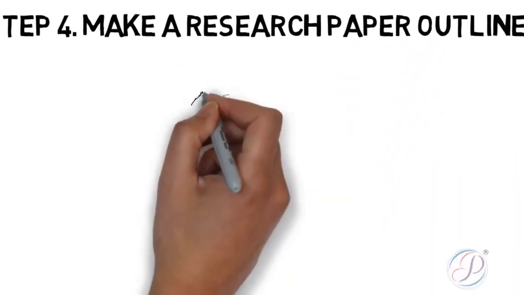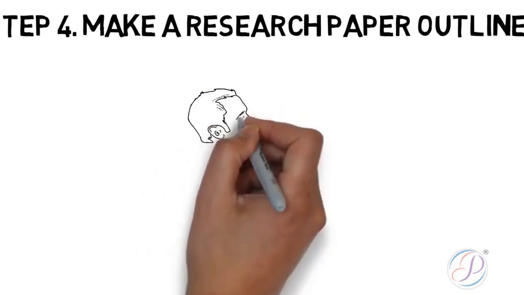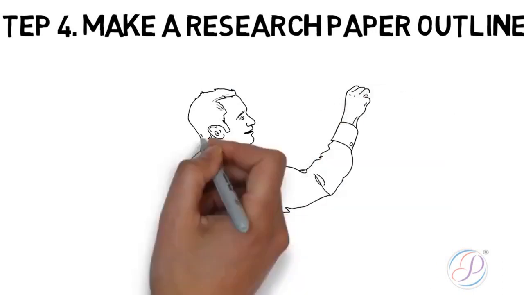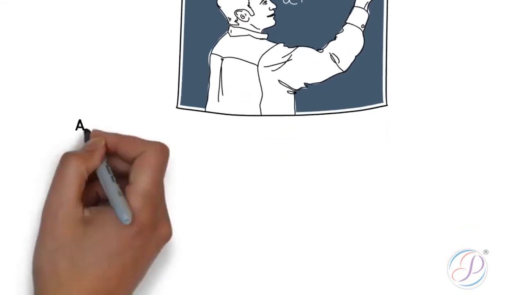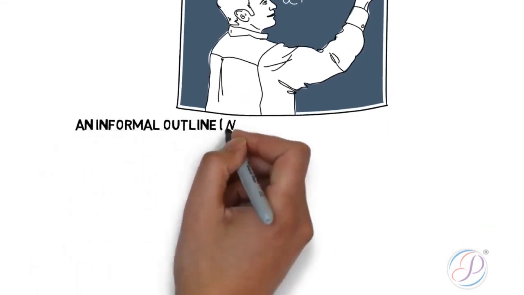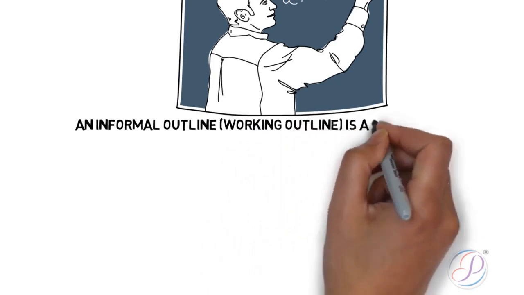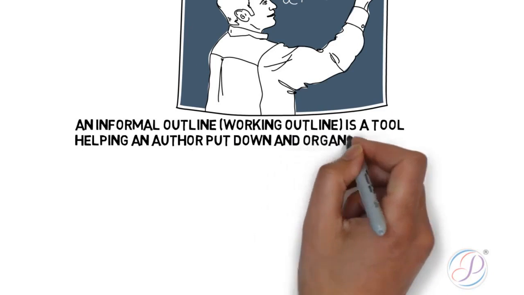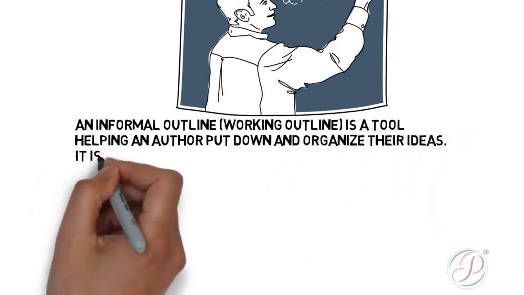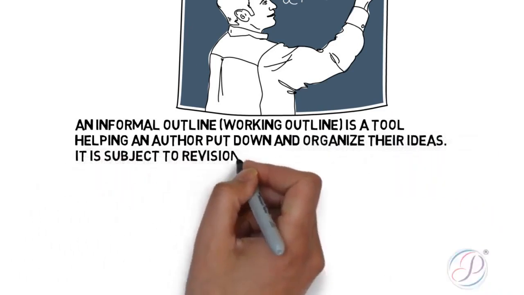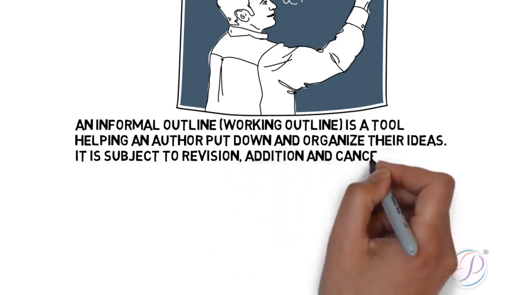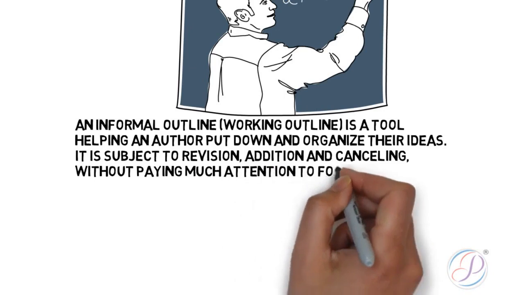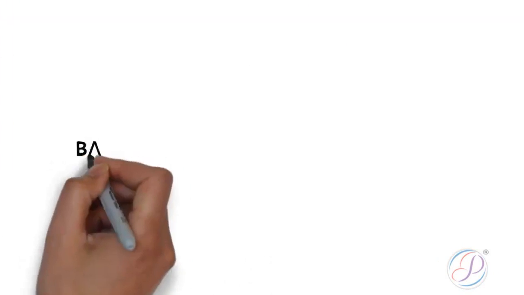Make a research paper outline. This is very crucial, because unless and until you have prepared an outline of your research paper, you won't be able to write a good research paper. An informal outline or working outline is a tool helping an author put down and organize their ideas. It is subject to revision, addition and cancelling without paying much attention to form.